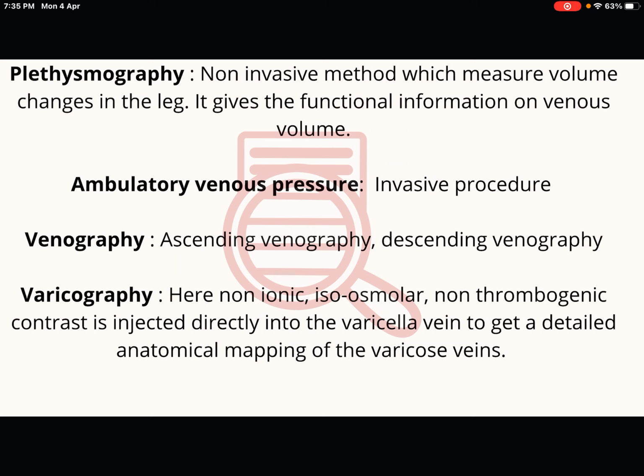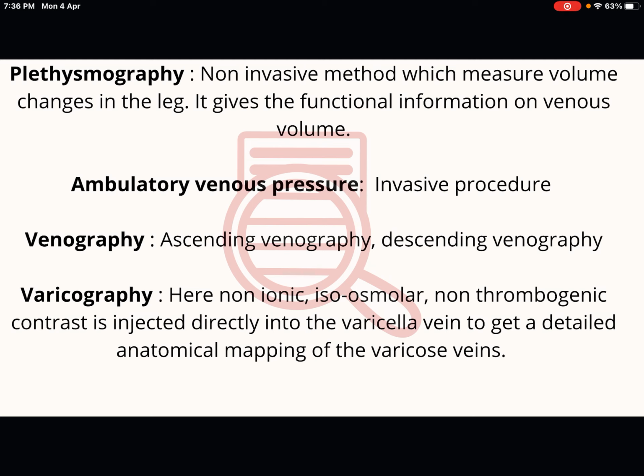Other modalities for investigation are plethysmography. It is a non-invasive method which measures volume changes in the leg, and it gives functional information on the venous volume. That is plethysmography. Then ambulatory venous pressure we can measure, but it is an invasive procedure. Then venography, varicography.